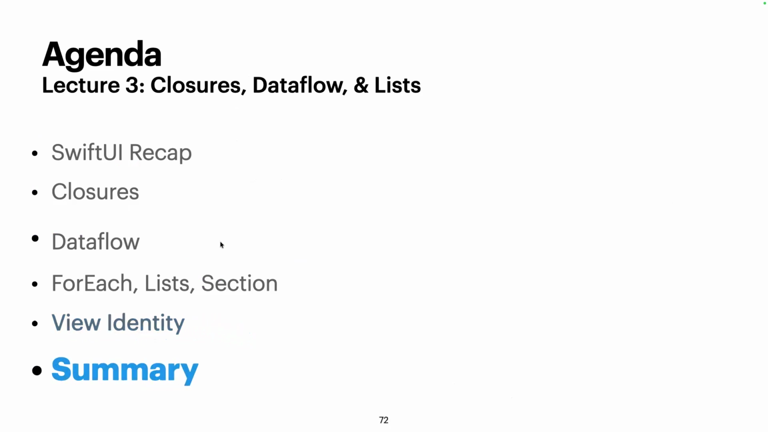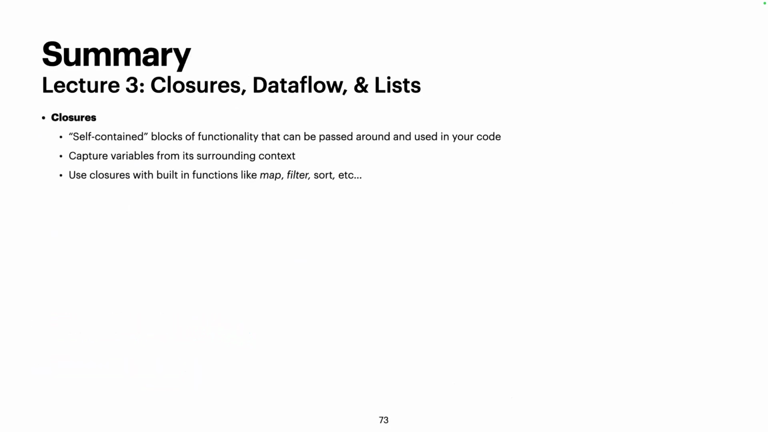All right, so just to quickly recap, we talked about closures, which are basically self-contained blocks of functionality that can be passed around and used within your code and can capture variables or data from their surrounding context. And these are basically lambdas in Python. You can use them with built-in functions like map. Map allows you to transform the elements in a sequence based on some function. Filter allows you to filter a collection based on some condition, and sort, etc.